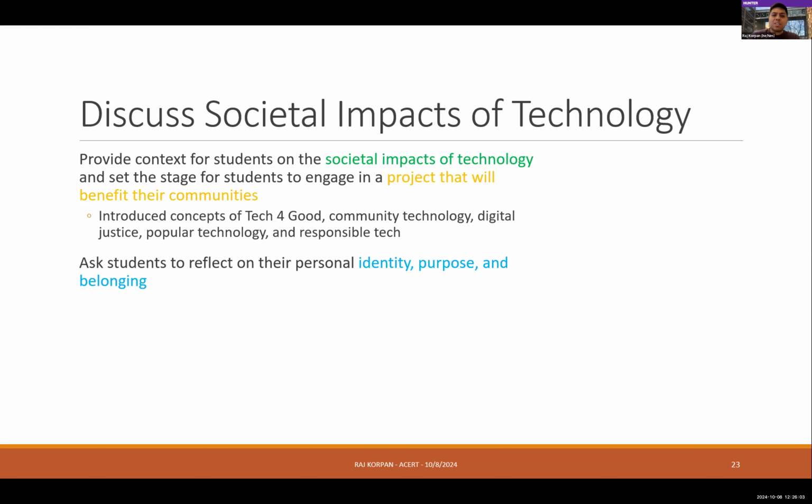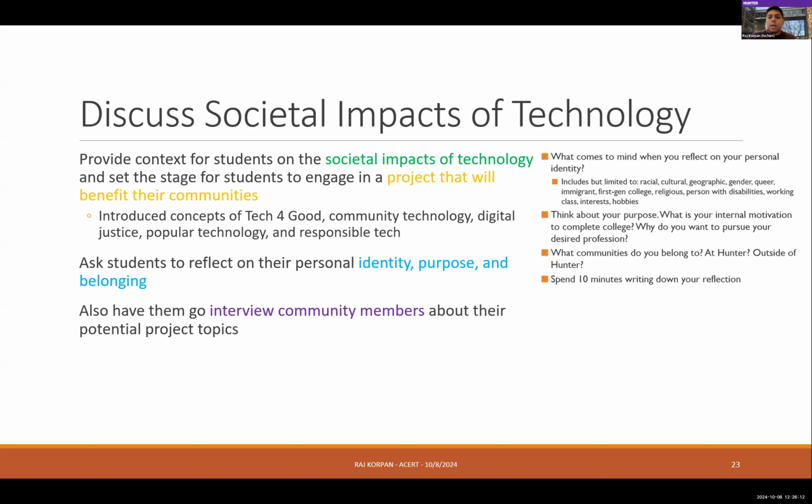To further connect it back to their personal lives, I also asked them to reflect on their personal identity, purpose, and belonging, right? And so this was about then thinking about what are they bringing to the class? What is it about themselves, their internal motivations that are driving them to go into this field, right? Again, trying to reinforce this idea that engineering, ethics, and bias is not separate from their lives. It's not separate from the things they're creating, right?